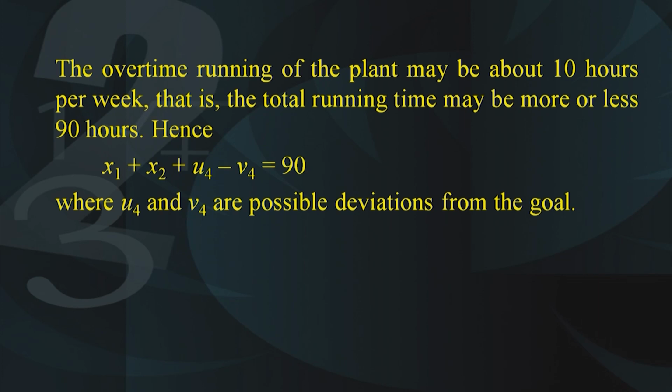Then the overtime running of the plant may be about 10 hours per week. That is, the total running time may be more or less 90 hours. Hence, we have a condition x1 plus x2 plus u4 minus v4 is equal to 90, where u4 and v4 are the possible deviations from this goal.